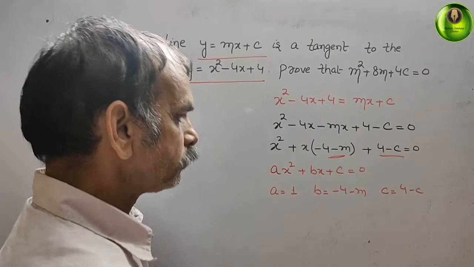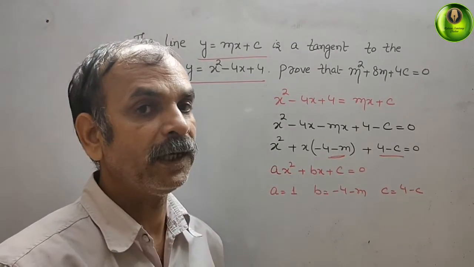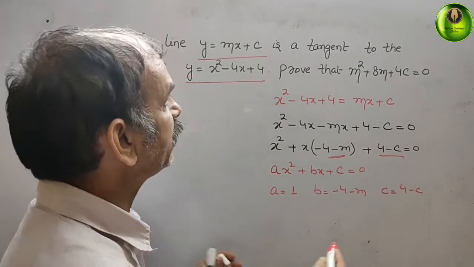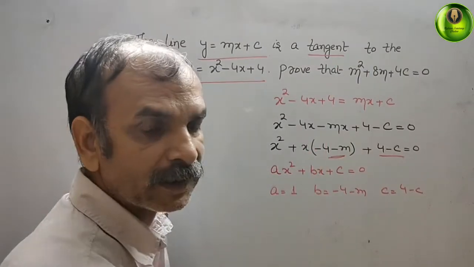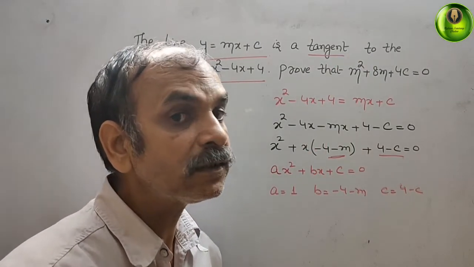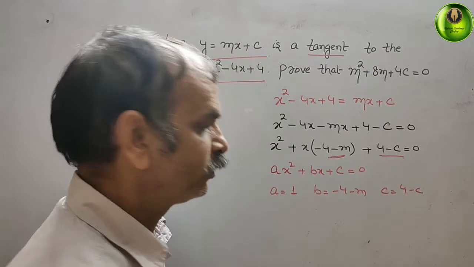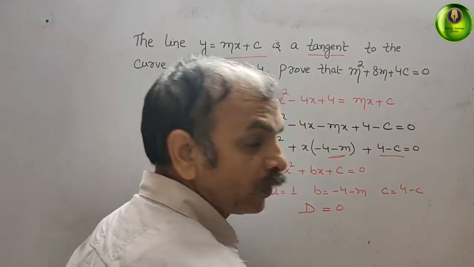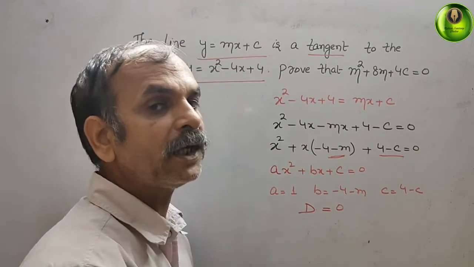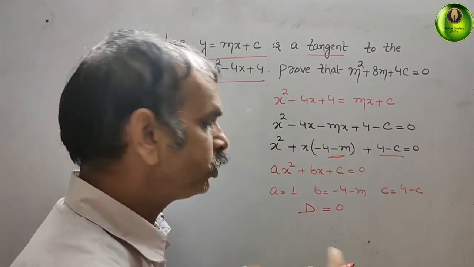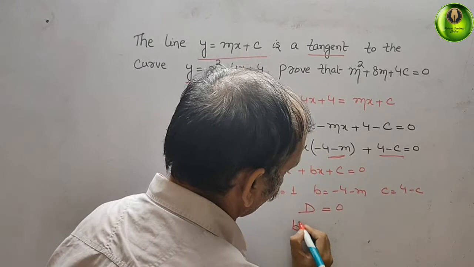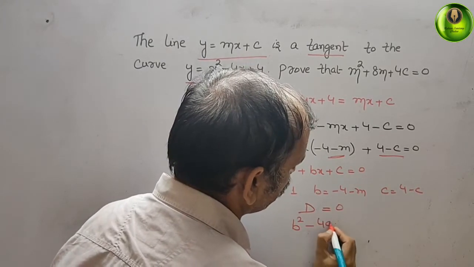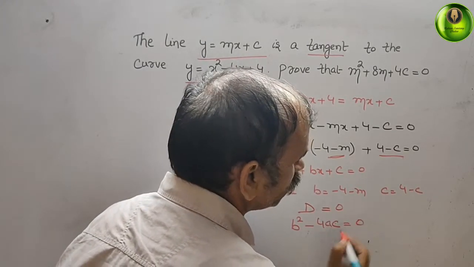Now, what is your discriminant? You can see they have given tangent. That means your discriminant is equal to 0. D is equal to 0. Therefore, b square minus 4ac is also equal to 0.